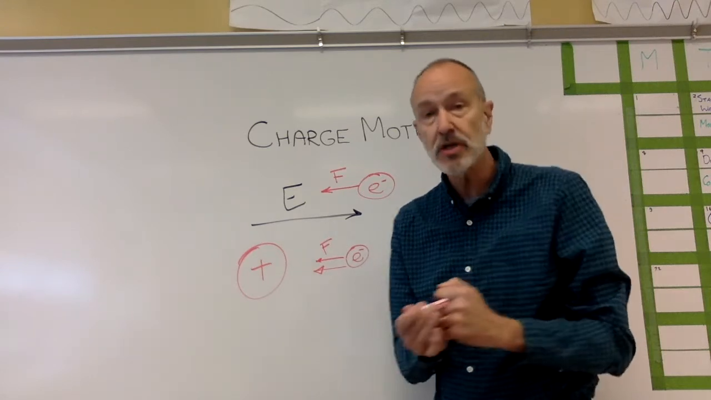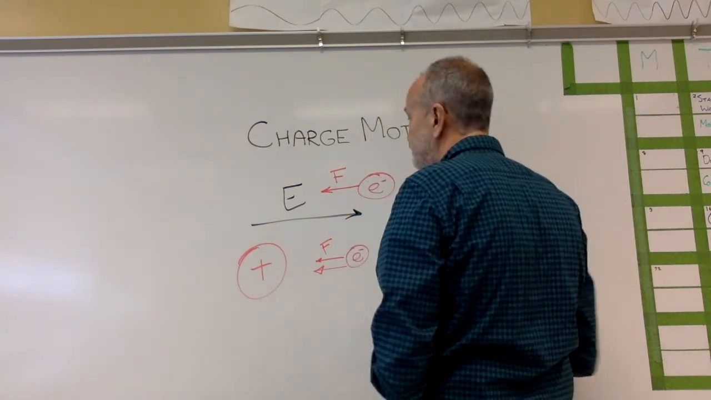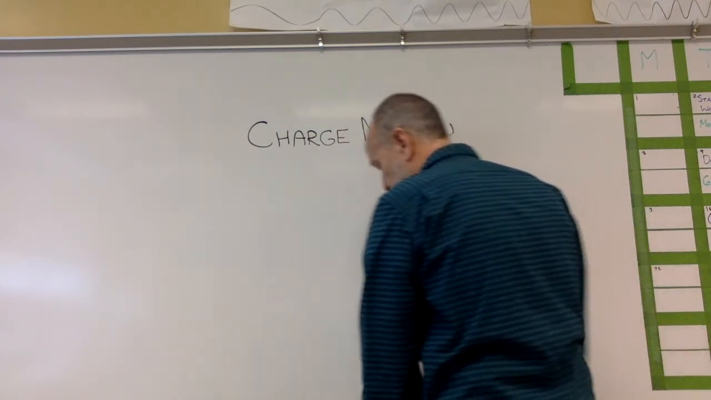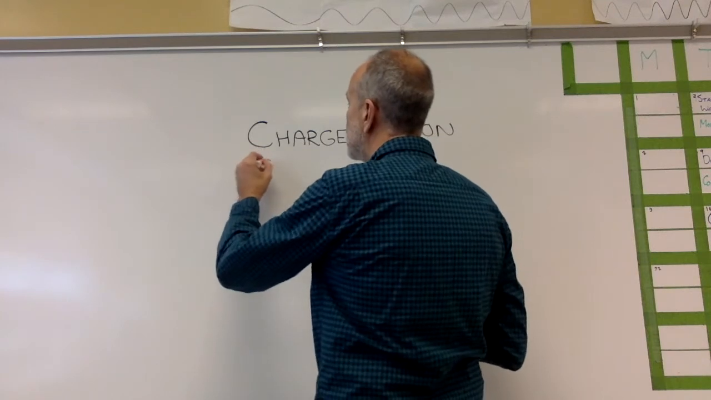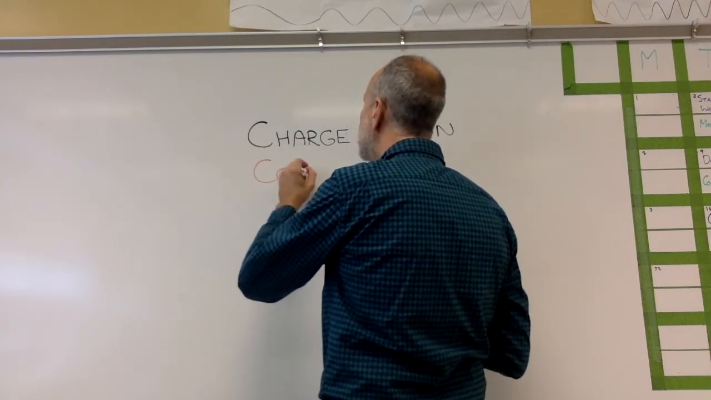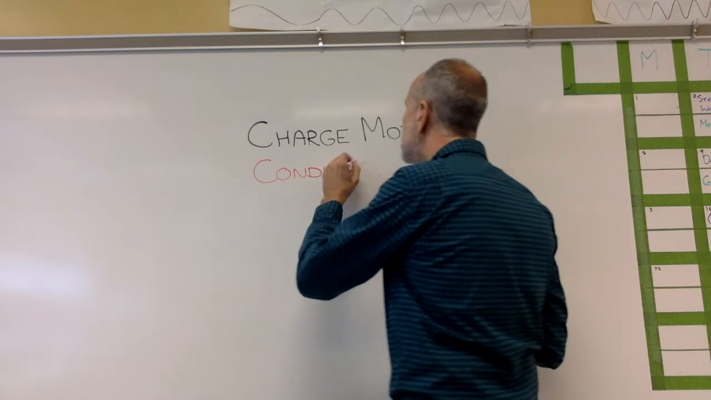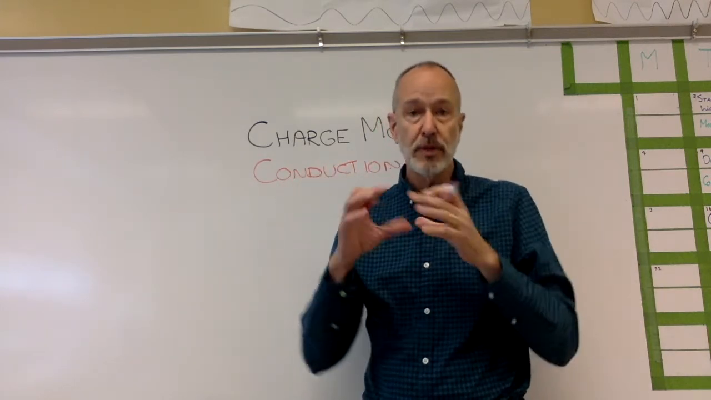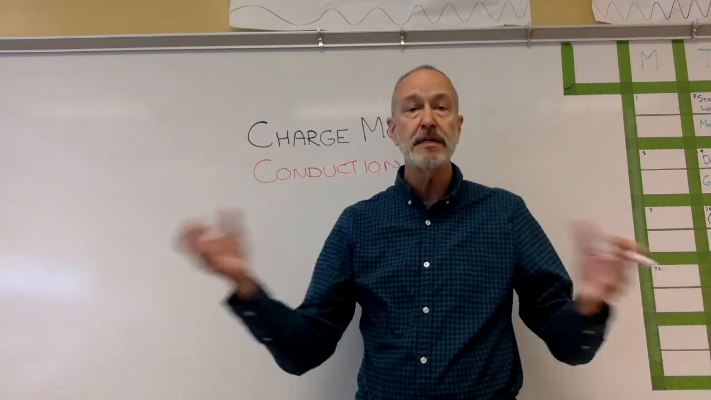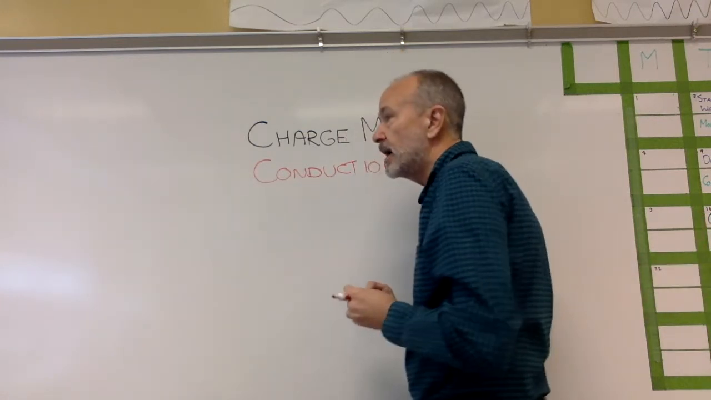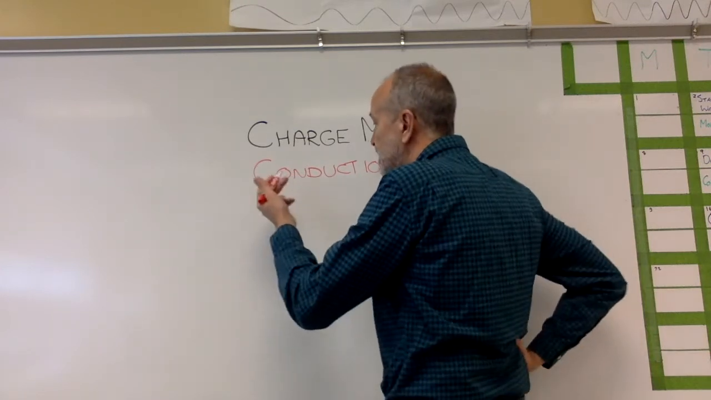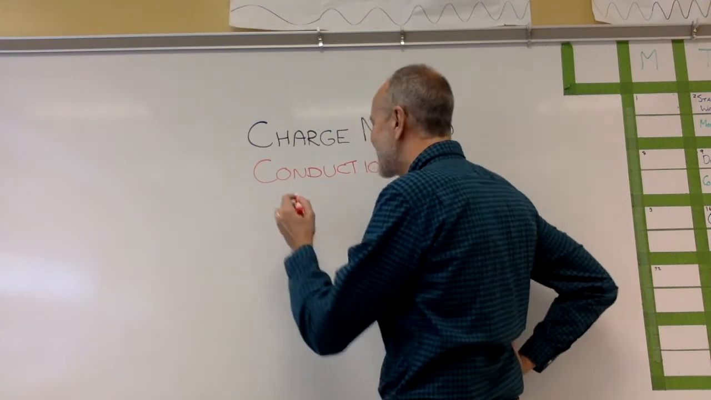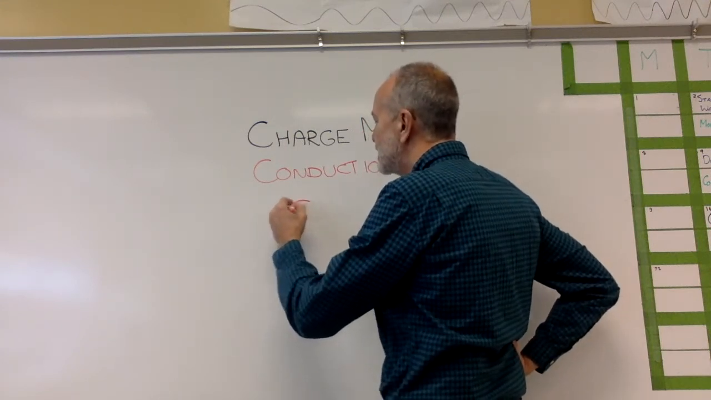The first thing we're going to talk about is conduction. In conduction, is when two conductors touch, two or more, when there's a path of conduction, a path for where there's a conductor connecting things. So an example would be this.